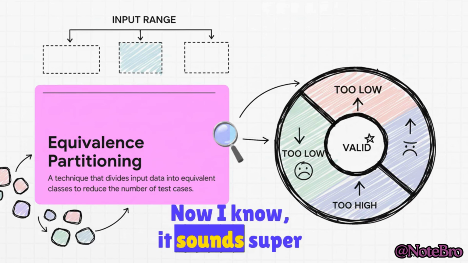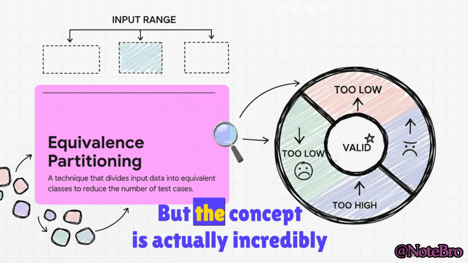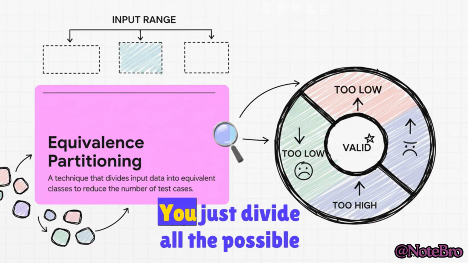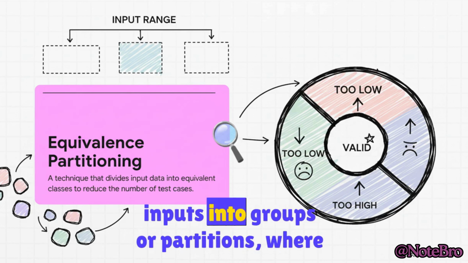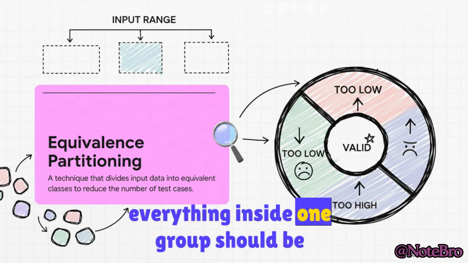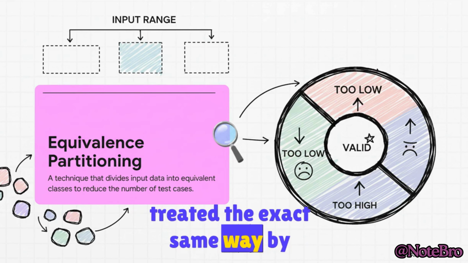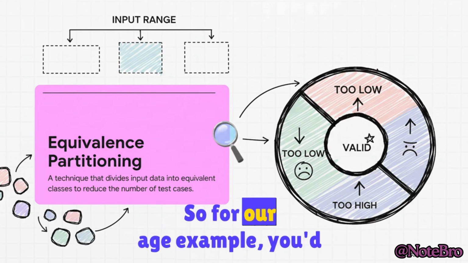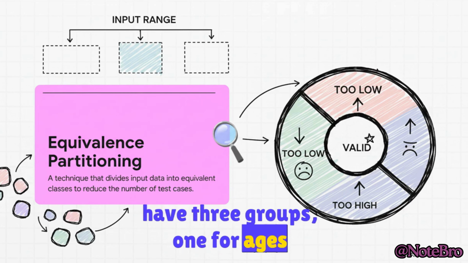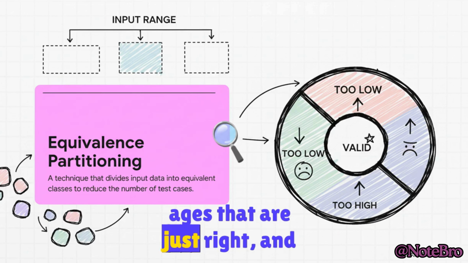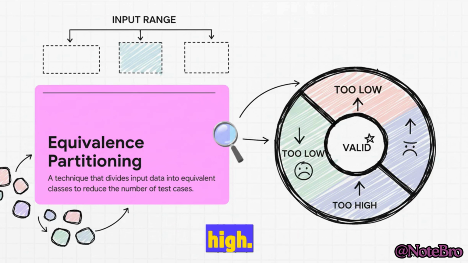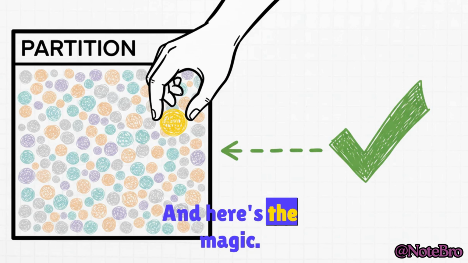Now, I know, it sounds super technical, right? But the concept is actually incredibly simple. You just divide all the possible inputs into groups, or partitions, where everything inside one group should be treated the exact same way by the software. So for our age example, you'd have 3 groups: one for ages that are too low, one for ages that are just right, and one for ages that are too high. Simple.